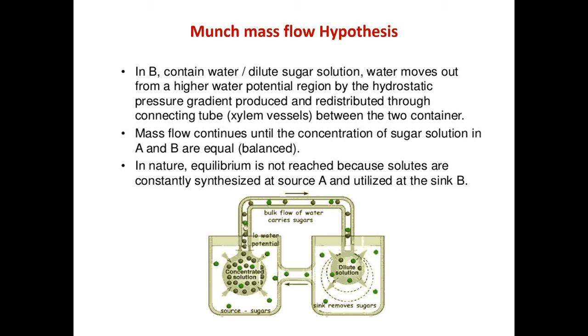Here, the difference in turgor pressure between the two ends of the sieve tube is the driving force for the passage of the sugar solution in the sieve tube. Okay. And what are the objections or demerits of this pressure flow hypothesis?